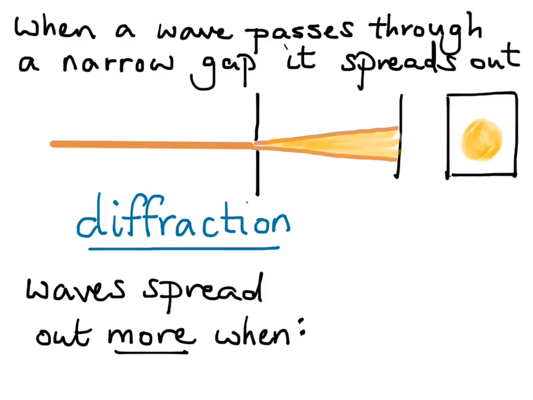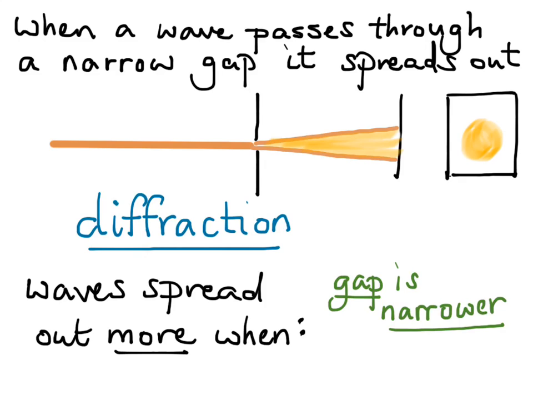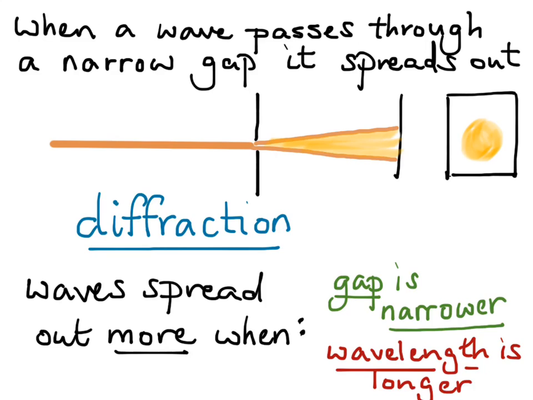Now, you can affect the amount they spread out, and they spread out more when you make the gap narrower, which again is sort of the opposite of what you might expect, or when the wavelength is longer, and that's something we'll investigate again in a future lesson.